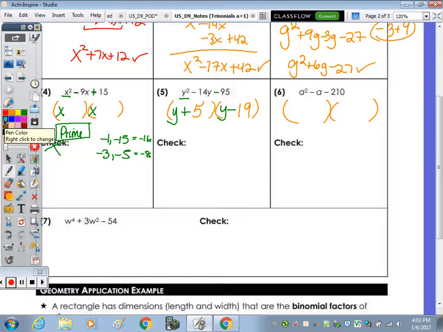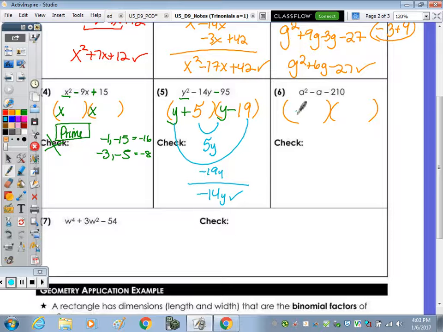To check here, I'm just going to do little smile, big smile, because I know y times y is y squared, and 5 times 19 is negative 95. So little smile, 5y, big smile, negative 19y, and that combines to a negative 14y. It works.